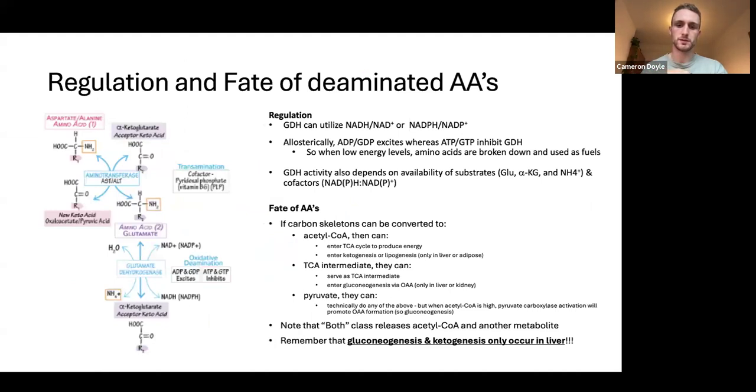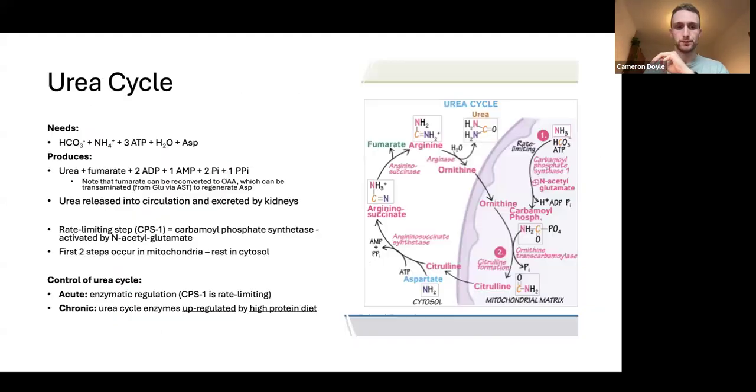Regulation of fate of deaminated amino acids. So as we said, the carbon skeletons can be used for a whole load of different processes, including gluconeogenesis and ketogenesis, but the nitrogen has to be removed because ammonium is toxic to the body. This can build up in liver failure, for example, and in advanced liver failure, you can get hepatic encephalopathy, where you get toxicity in the brain due to a buildup of ammonium.